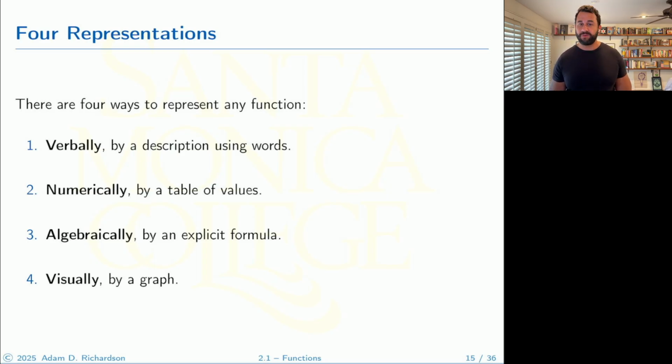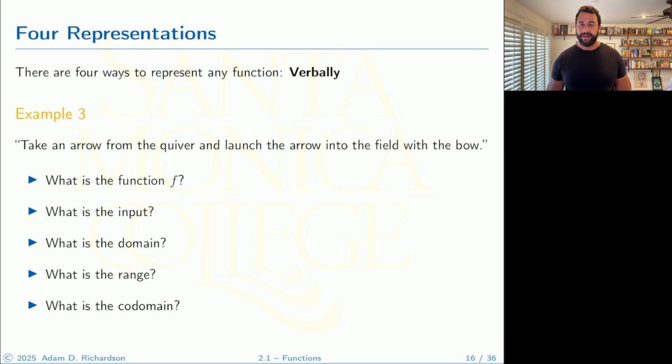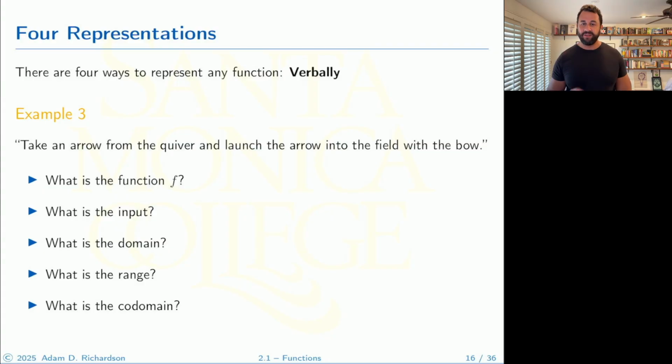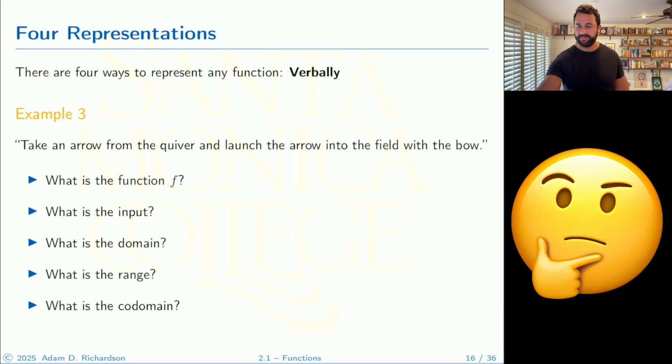Now I want to throw up this really fun example. Here's an example of a function that is expressed verbally, and I want you to try to answer all of these questions. Let me read the function out loud. The function in this case says, take an arrow from the quiver and launch the arrow into the field with the bow. I'm asking you, what is the function f? What is the input? What's the domain? What's the range? What's the codomain? So think about it for a sec.